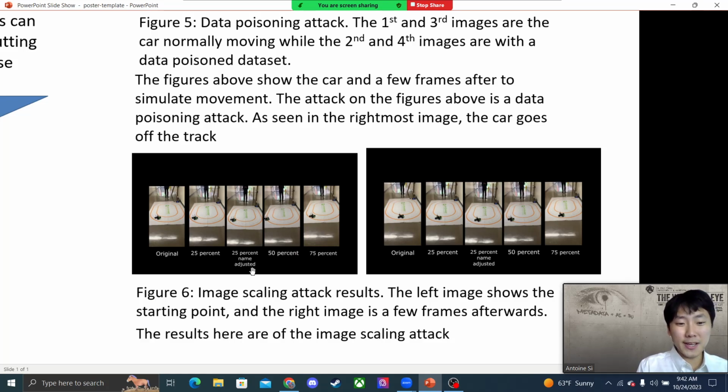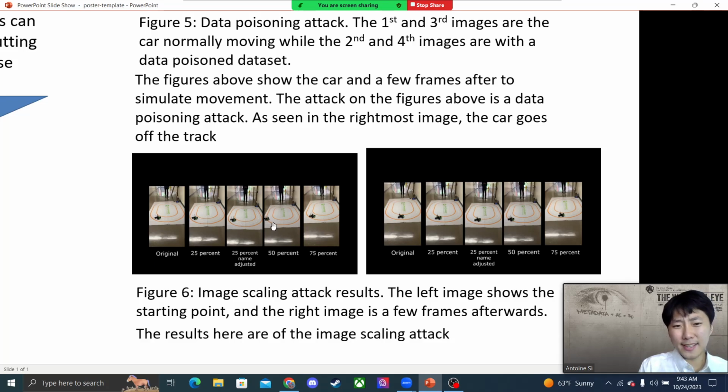The 25% name adjusted, I was seeing if the name of the images that the model is using to train affected the model, affected the car in any way, and it didn't. So as you can see here, for the original to 25%, it seems to be going smoothly. But when it gets to 50%, the car is hugging the orange line, as you can see here and here.